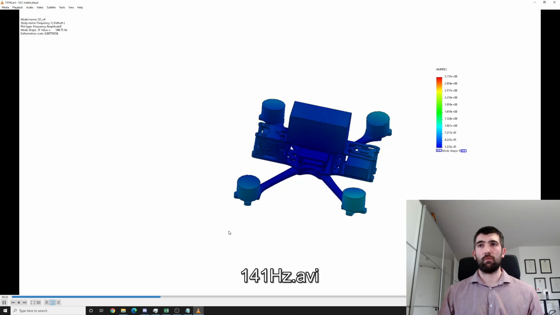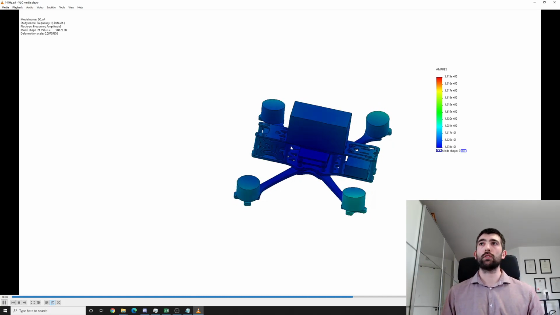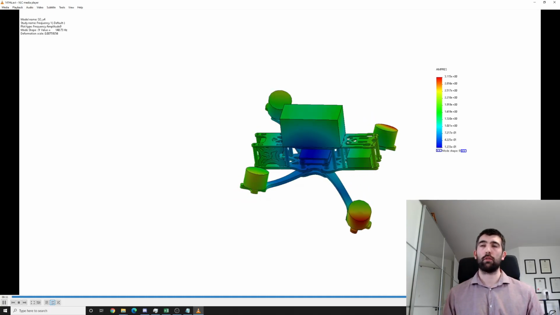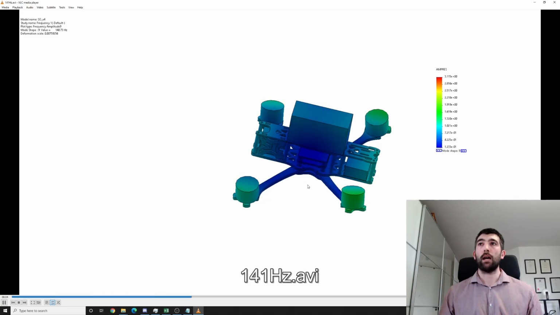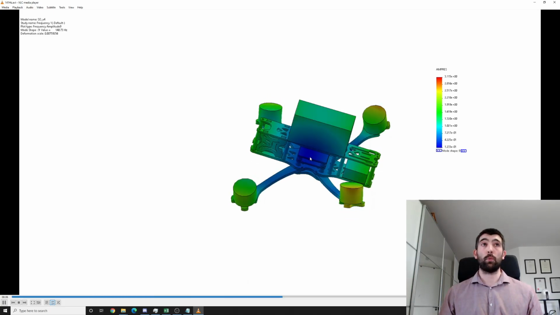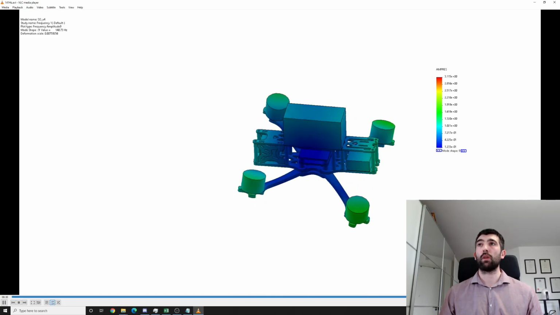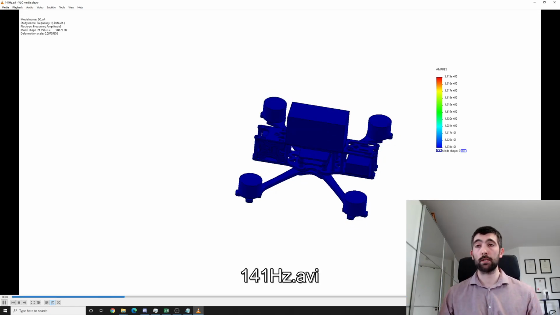Let's have a look at this resonant mode. This is the third resonant mode of the TBS Source One. And you can see that here we do have a problem because the flight controller is pitching back and forth as the quad vibrates in the air. And so you're going to see this in your pitch channel of your gyro. And you're going to need to filter that out. Otherwise, you're going to get hot motors, you're going to get smoked motors.